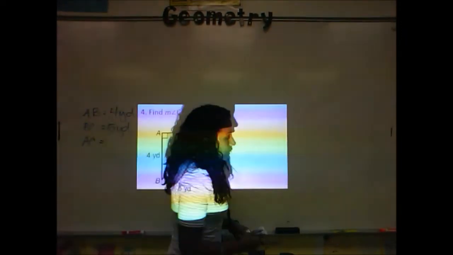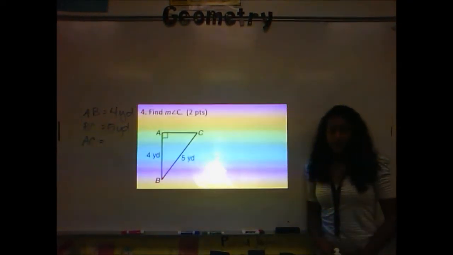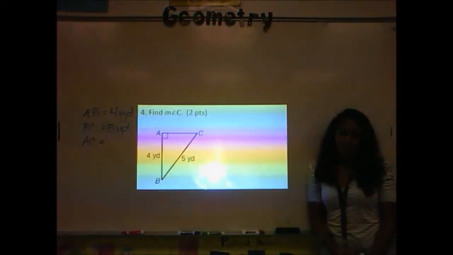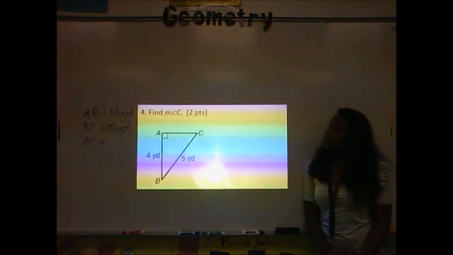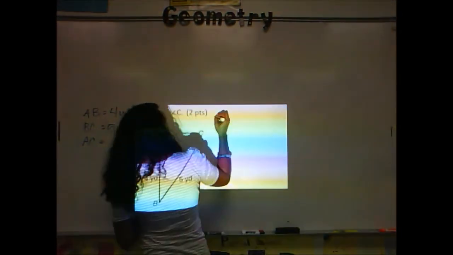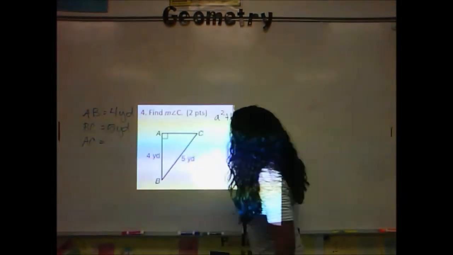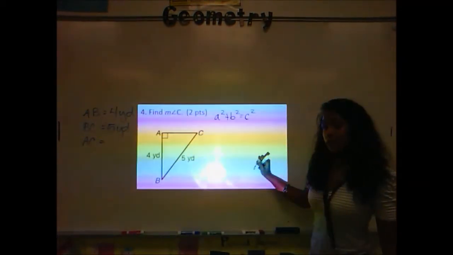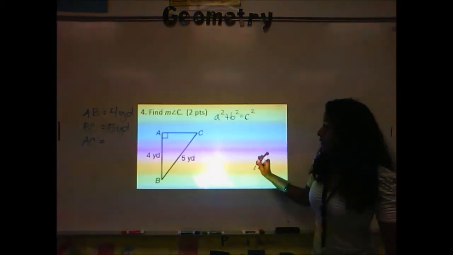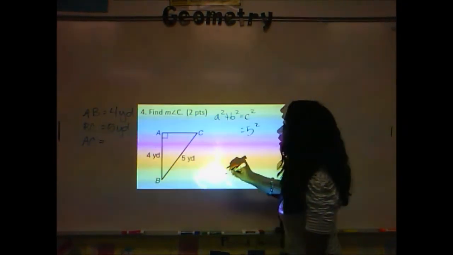What do we want to use to solve for side AC? Which theorem? The Pythagorean theorem, awesome. The Pythagorean theorem says a squared plus b squared equals c squared. Are we given our hypotenuse? Yeah, what's our hypotenuse? 5. And remember, c is always the hypotenuse, so 5 squared.